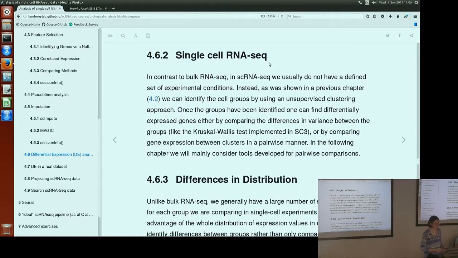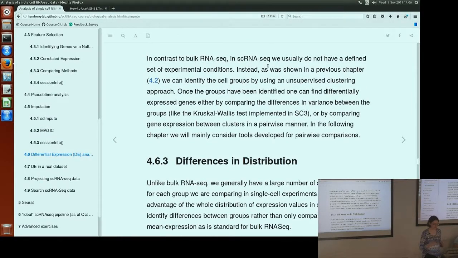However, for single-cell RNA-seq, this often isn't the case. Often we don't have two defined experimental conditions that we want to compare, and even if we do, we might have different cell types in those different conditions. So just comparing all of the cells in one condition to all of the cells in another condition might not make very much sense. So often we'll first be doing unsupervised clustering to identify different groups of cells, and then trying to find those genes that are differentially expressed between those groups to try and interpret biologically what those groups represent.